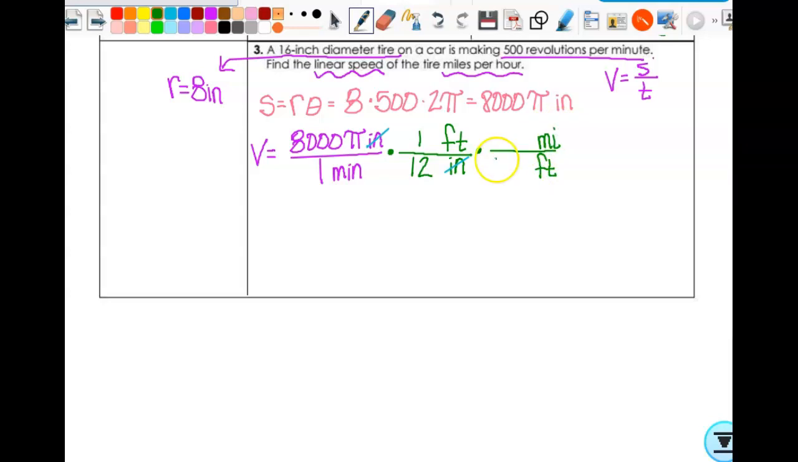That is something you need to know. That is a life skill. 5,280 feet for every 1 mile. So now the feet cancel out, and I have miles in the numerator, which is what I want, because in the end I want miles per hour.